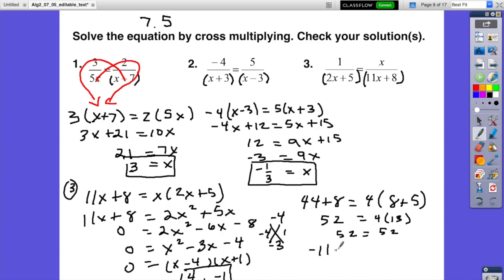So negative 11 plus 8 is going to equal negative 1 times negative 2 plus 5. So this becomes negative 3 is going to equal, this is going to be negative 1 times 3, which is negative 3, and that also works. So both of those are your answers.